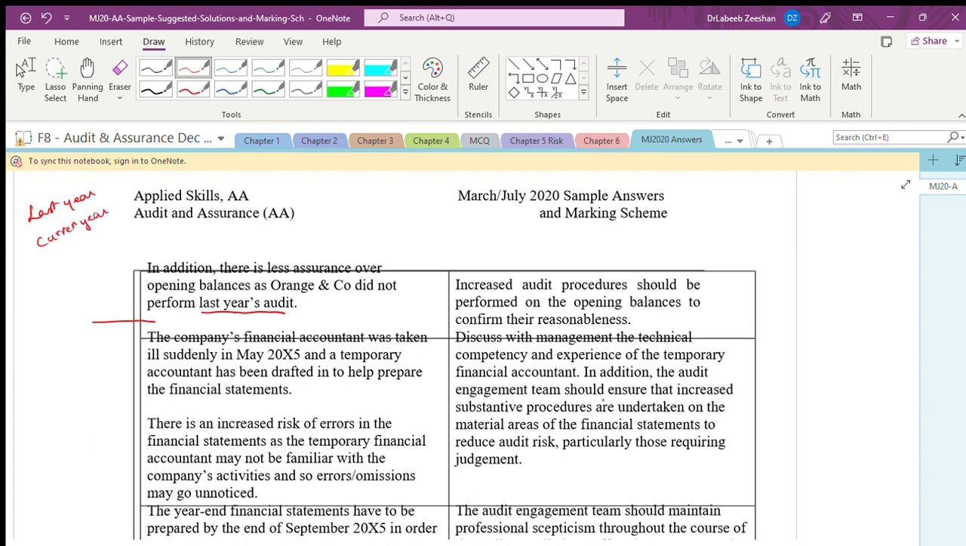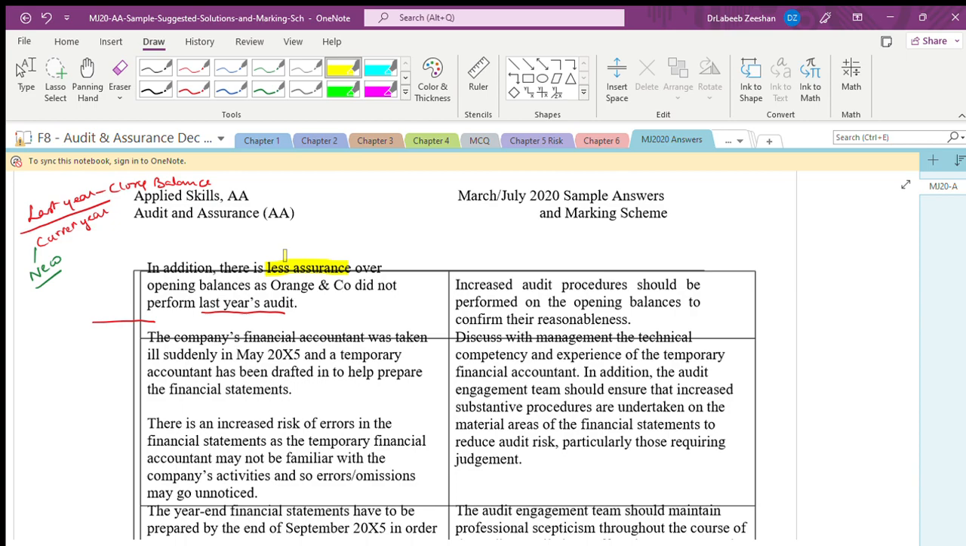Definitely, last year's closing balances, because you have done the audit, the reliability on the closing balances will increase. But that is not the case here. Last year it was done by some other person and in the current year you are doing it as a new auditor. Then what is the risk in this process? The risk is less assurance.